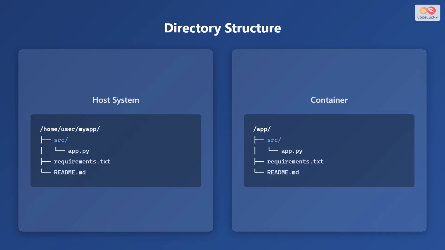Let's compare the directory structure. On the left, we have the host system directory structure: /home/user/myapp/. Inside this, we have the source folder containing app.py, the requirements.txt file, and the readme.md file. On the right, the container directory structure, /app/, mirrors the host system, with the source folder containing app.py, the requirements.txt file, and the readme.md file.